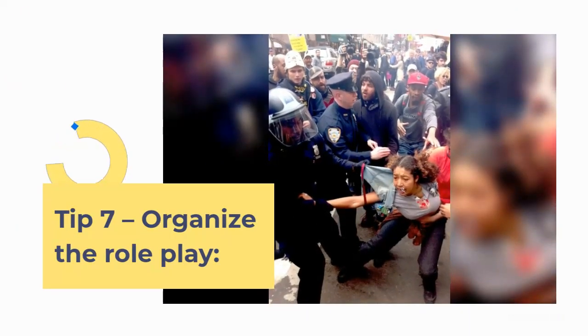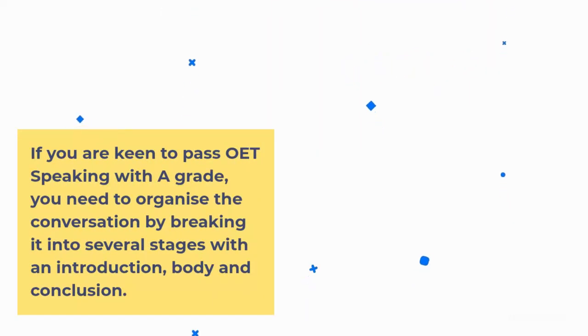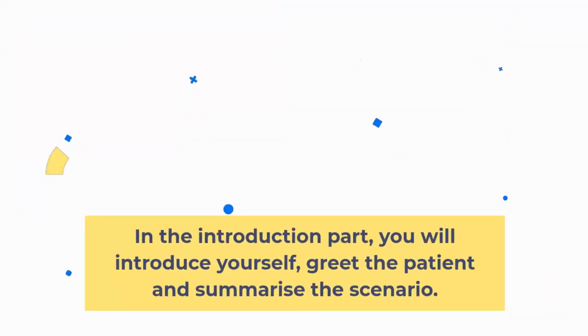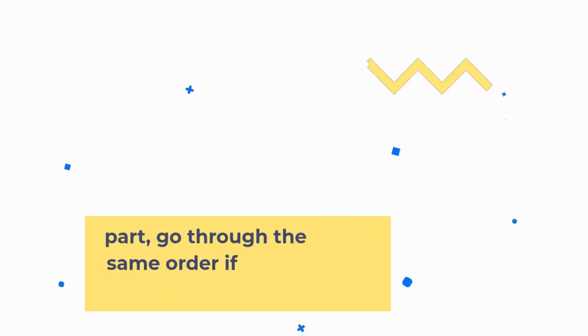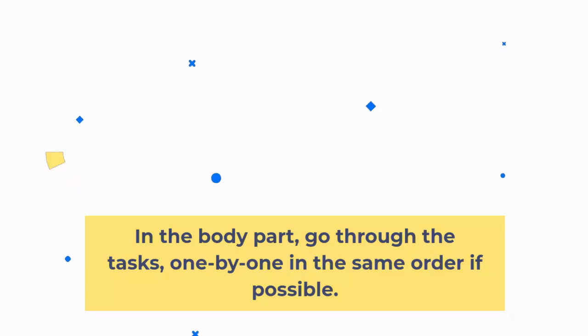Tip 7. Organize the role play. If you are keen to pass it speaking with a grade, you need to organize the conversation by breaking it into several stages with an introduction, body and conclusion. In the introduction part, you will introduce yourself, greet the patient and summarize the scenario. In the body part, go through the tasks, one by one in the same order if possible.